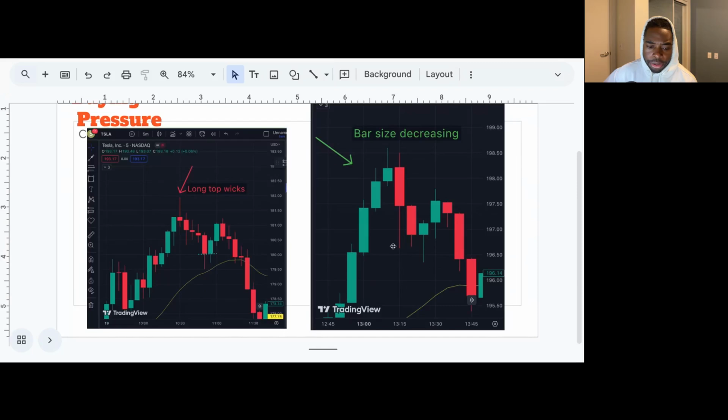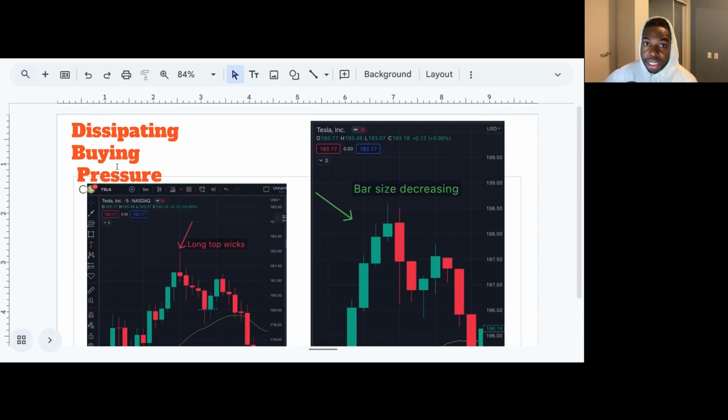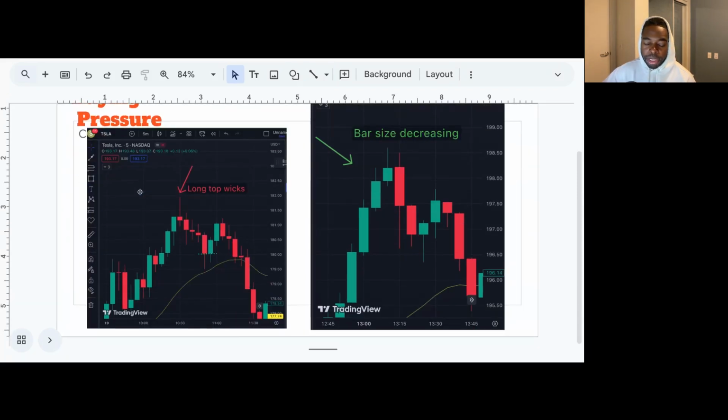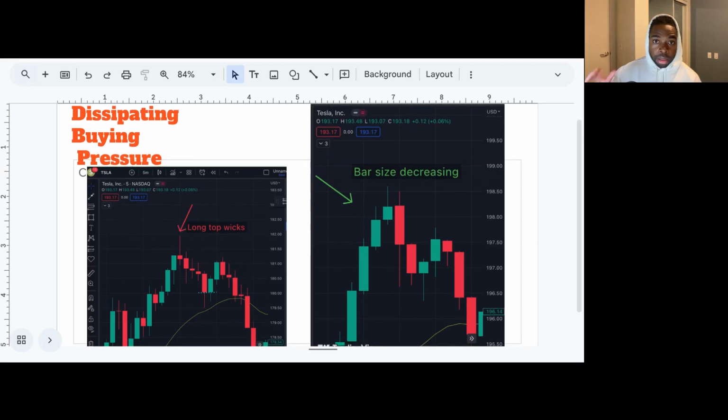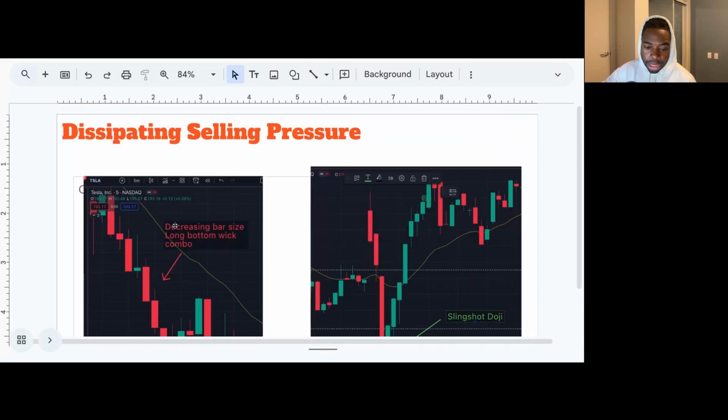So one pattern to recognize is dissipating buying pressure. This concept is basically showing you, like, when you're in an uptrend, you see the prices moving up and moving up and moving up, and you're like, dang, when should I get out of the trade? Or dang, when should I get into a short? Well, look for signs of dissipating buying pressure. What does that mean? That means that the pressure to buy, like all that buying, is going away. It's dissipating.